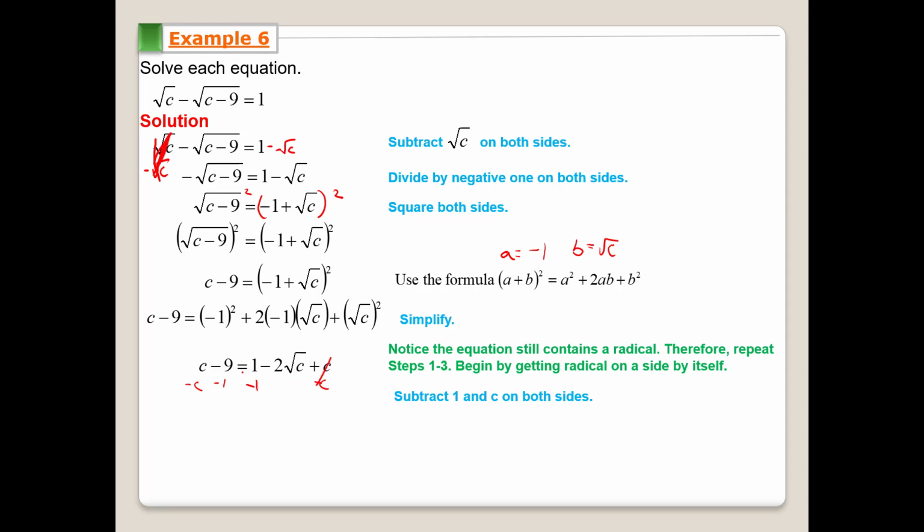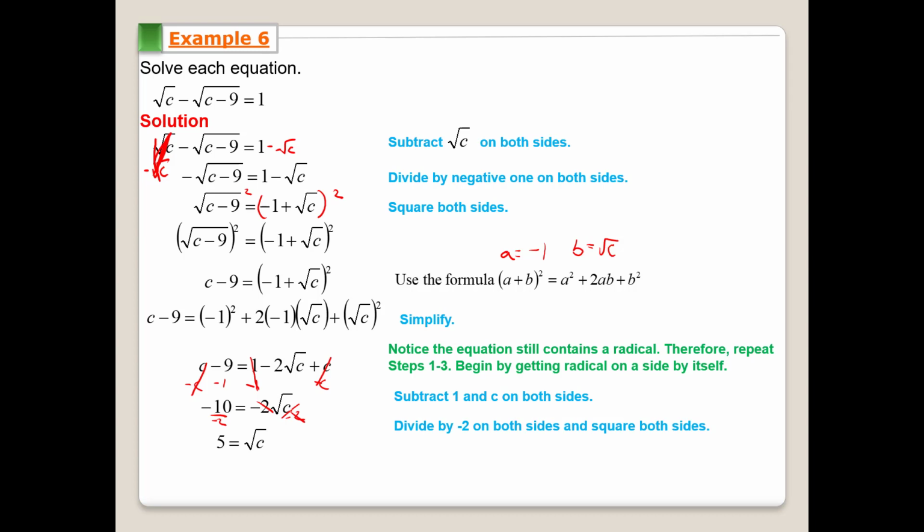Well, that not only takes care of the c's over here, but it's going to take care of the c's over here as well, and the 1's. So we should be left with -10 minus 2 times the square root of c. So -10 equals -2 times the square root of c. Let's divide by -2 on both sides, and then we can square both sides. That should give us a +5 on the left, and just the square root of c on the right.